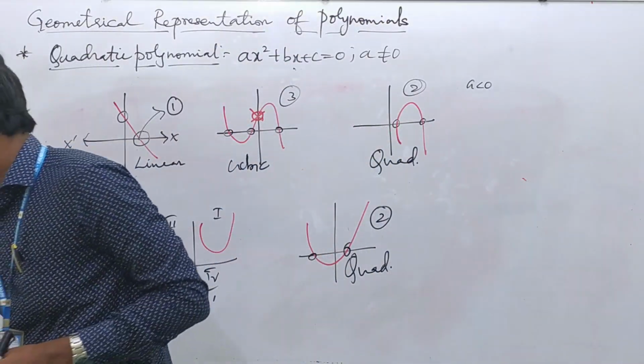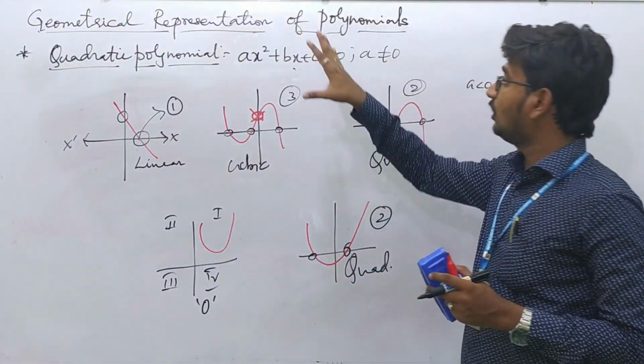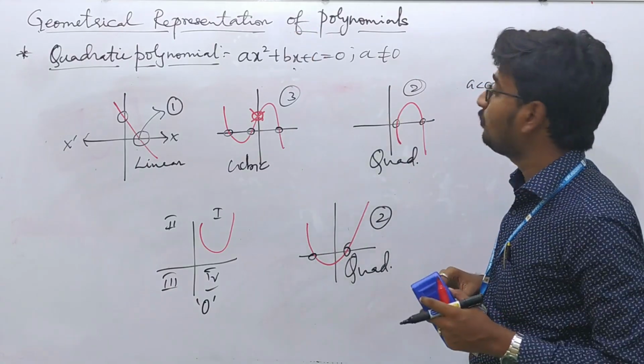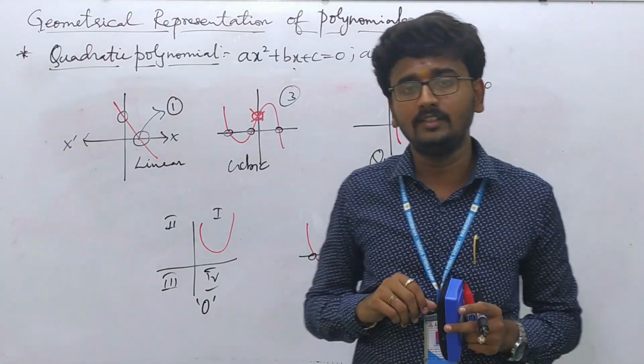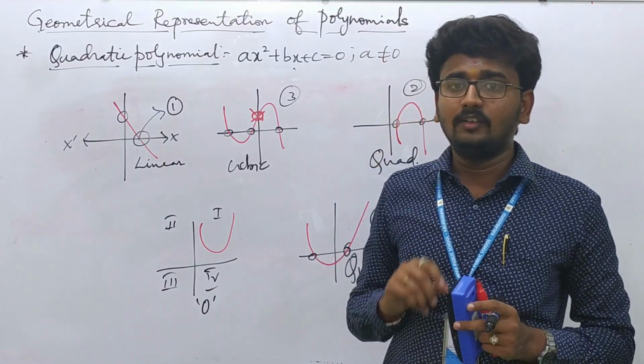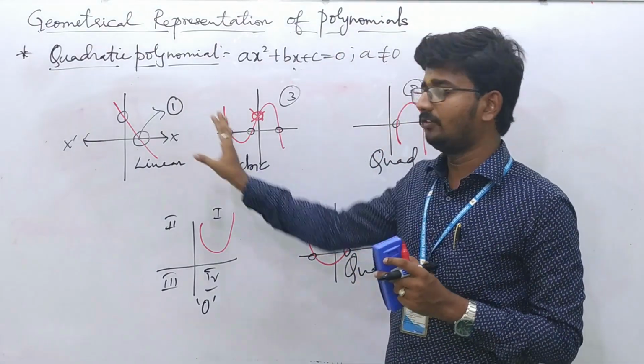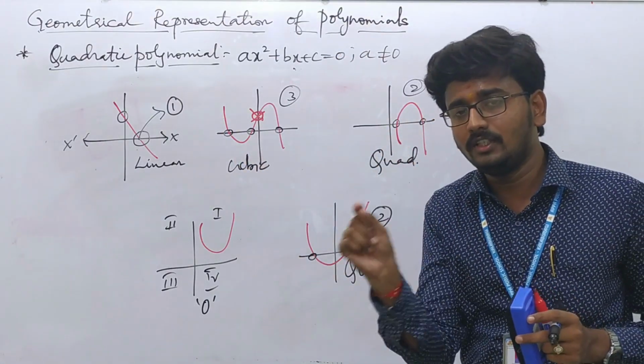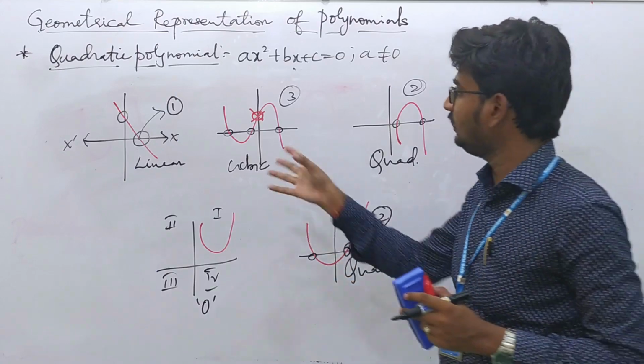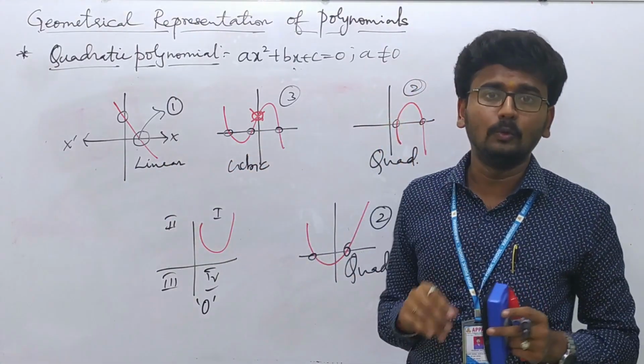So this is what your first exercise deals with. What does your first exercise deal with? Geometrical representation of polynomials. If you go through your NCERT textbook, you can see in the first exercise, by seeing the graph we have to say how many zeros or roots are there. If you want, you can mention even which type of polynomial it is based on the roots.